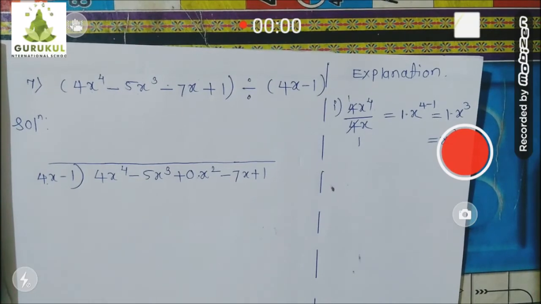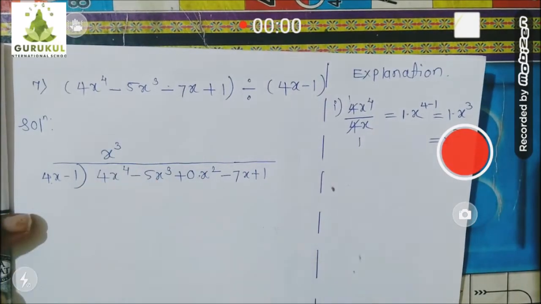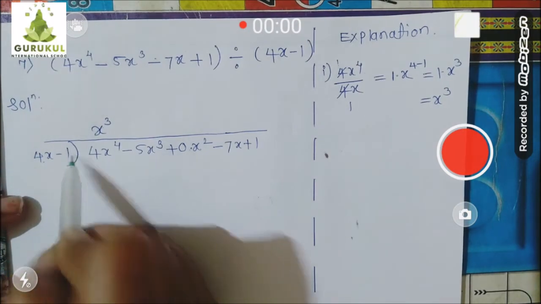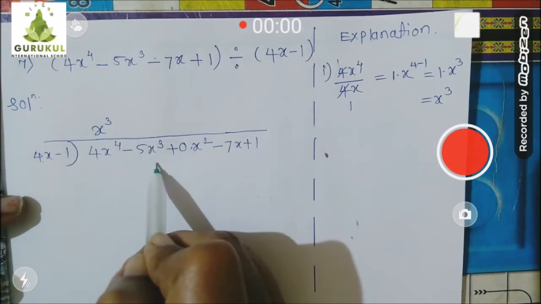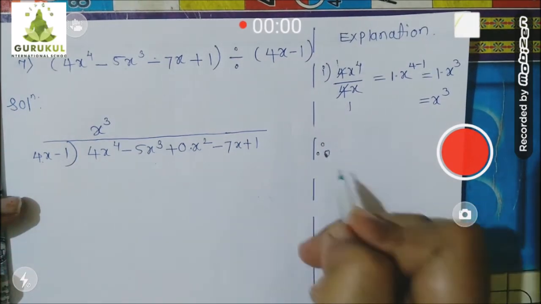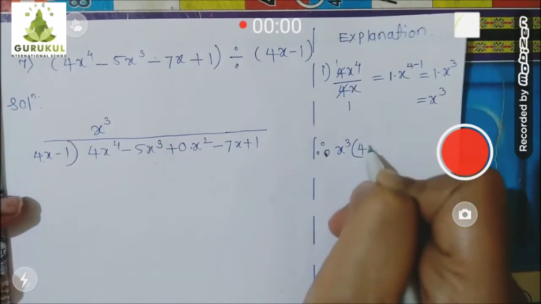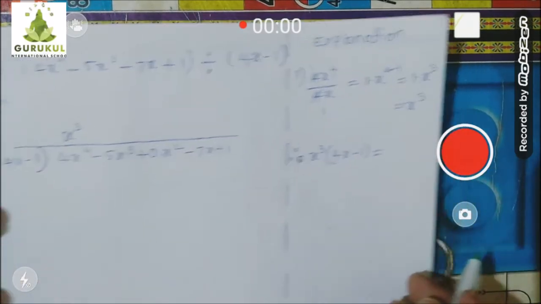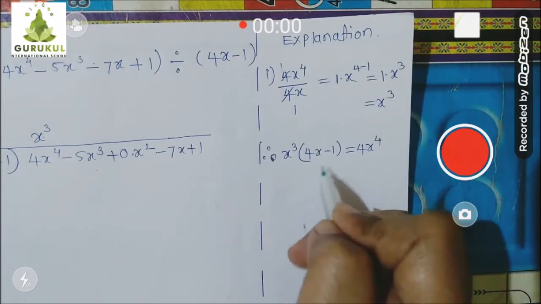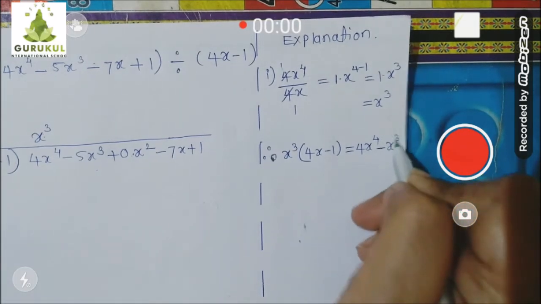Okay. So this x raised to 3 will become the quotient. So write it down over here. And now next is what? x raised to 3 multiplied by this divisor. Whatever product comes, I will write below over here. So let's do it. First of all I will put the therefore sign, and then x cube multiplied by 4x minus 1 is equal to, now x cube into 4x, 4x raised to 4. Okay, then put this minus sign. Now x cube ones are x cube.